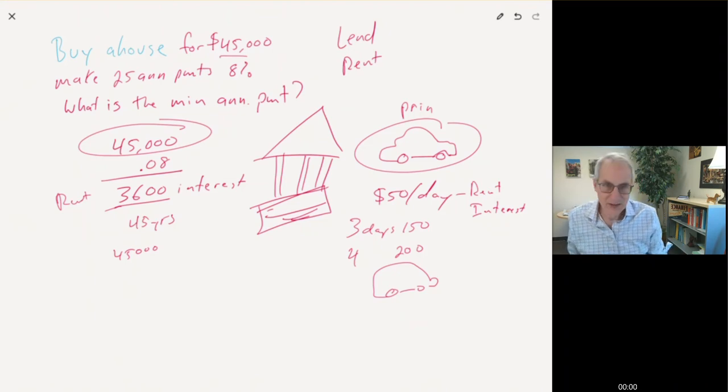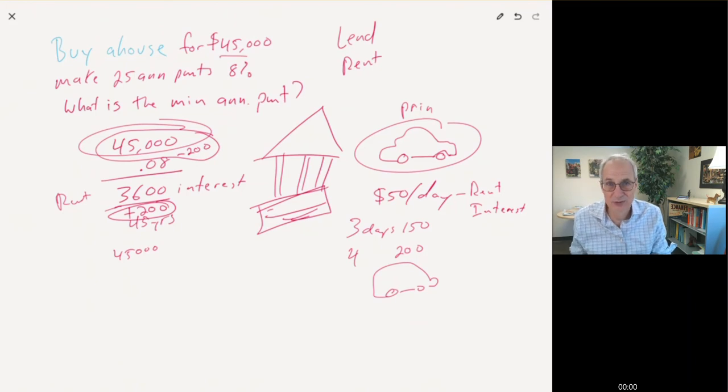So if you give the bank $3,600 plus anything extra, let's just say $200, the bank's going to say, okay, you paid us more than the rent, more than the interest, so we're going to take that $200 and subtract it from the principal because you've paid more than the interest. So now you're starting to pay on the principal, which reduces how much you owe. And that's how most people borrow money for homes, is that they pay more than the $3,600.